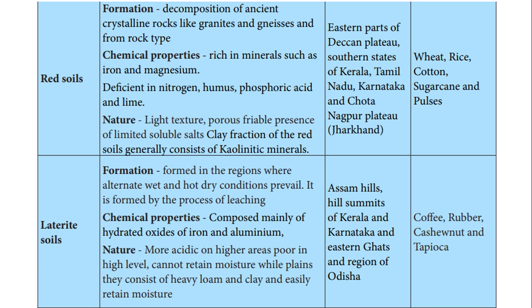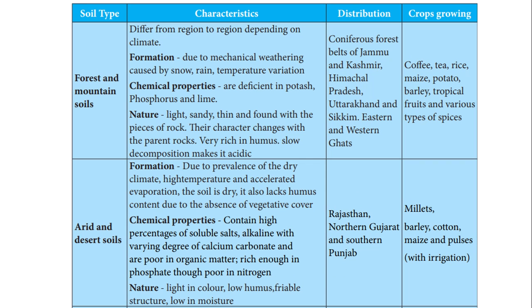The crops which are grown are rubber, coffee, cashew nut, and tapioca. In nature, it is more acidic on higher areas and poor in humus. Next we see the forest and mountain soils. They are available only in the forest regions, especially in Himachal Pradesh, Jammu Kashmir, Uttarakhand, Sikkim, and the Eastern and Western Ghats. The formation is due to mechanical weathering caused by snow, rain, and temperature variation. Chemically, they are deficient in potash, phosphorus, and lime.